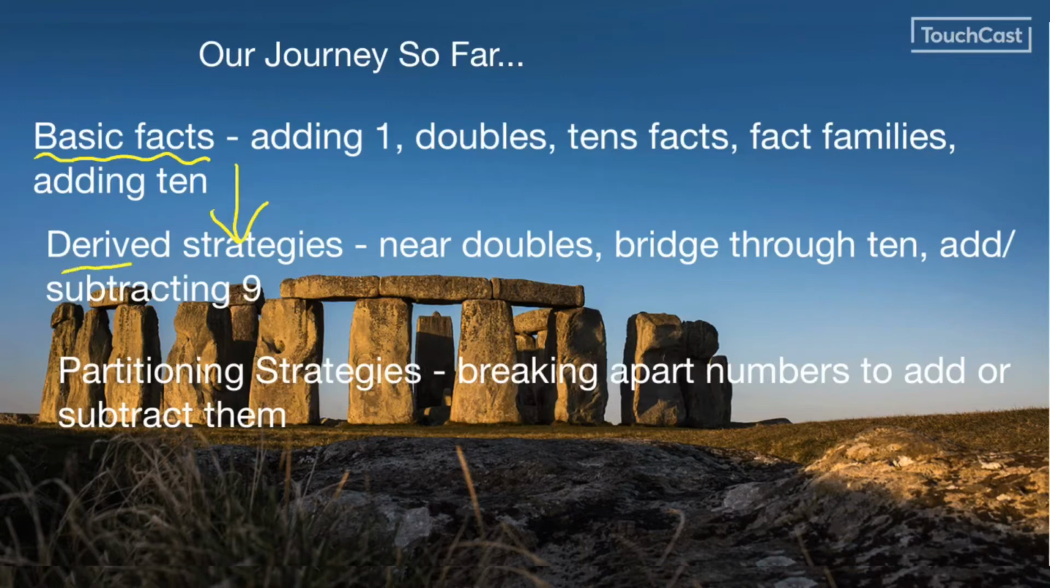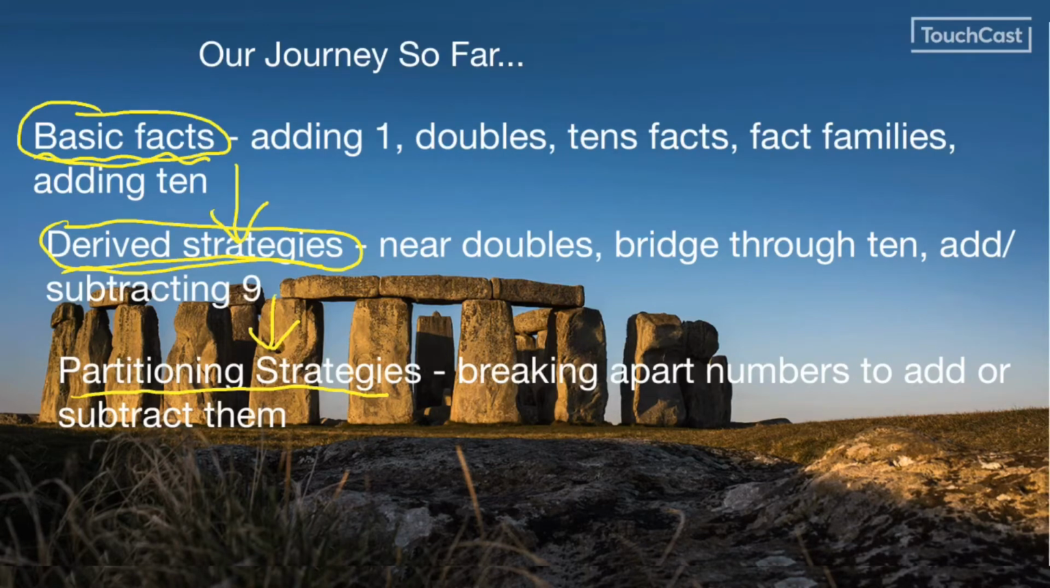Once you've got your derived strategies under control, and you know how to use those strategies, that's where your partitioning strategies can come in, and that's where you can use your partitioning strategies much more effectively. You can't really use these until you have your derived strategies under control, and you can't really use your derived strategies until you know your basic facts. So not lots of maths is about remembering things, but with addition and subtraction, you do need to be able to remember your basic facts, which is why we play those games that we do.